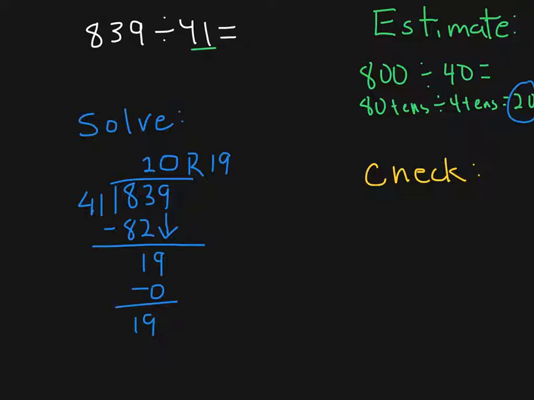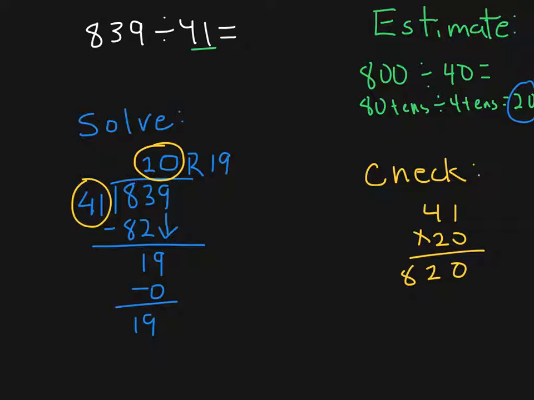So let's move over to the check, and step 1 is to multiply the whole number in the quotient times the divisor. So 41 times 20 is going to be 2 times 1 is 2, 2 times 4 is 8, so 820. And I put that 0 in the ones place right off the bat because the 2 here is in the tens place, not the ones place.